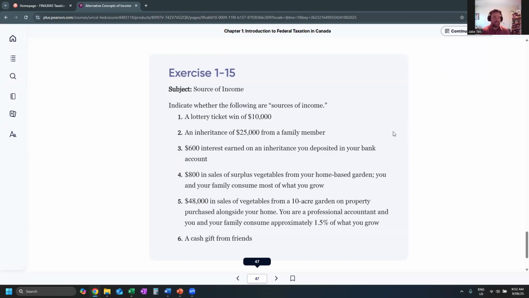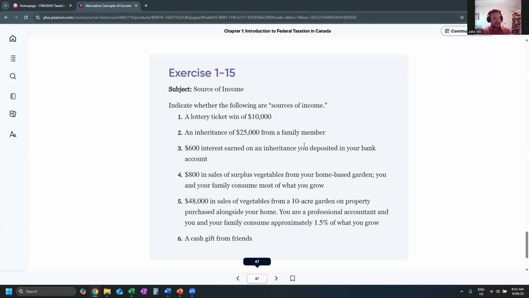So how inheritance is treated is when a person dies, the value of everything is measured and taxed in the hands of the estate of the dead person. Any monies that are left can then be distributed to beneficiaries. And so, since this is after-tax amounts, it is not taxed in the hands of the beneficiary. So, when I inherit money, it's not going to be taxed for me, mostly because it's not continuous. There's no continuity. So, inheritance from a family member is not a source of income.